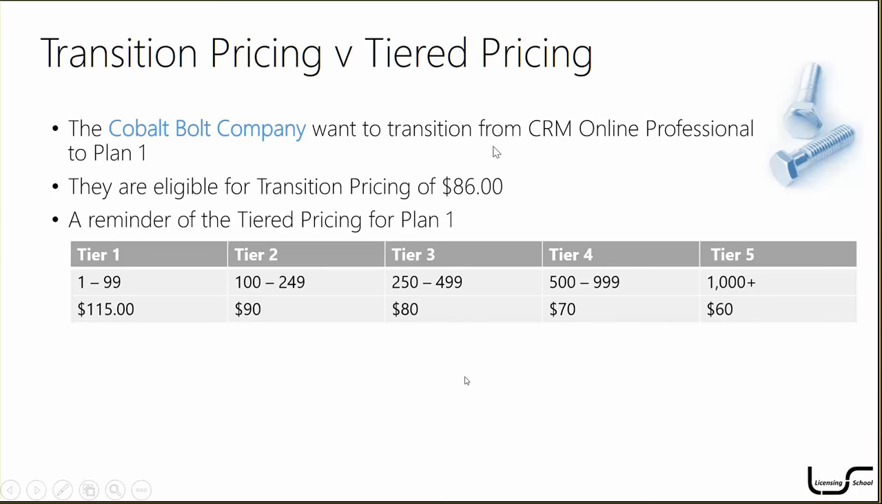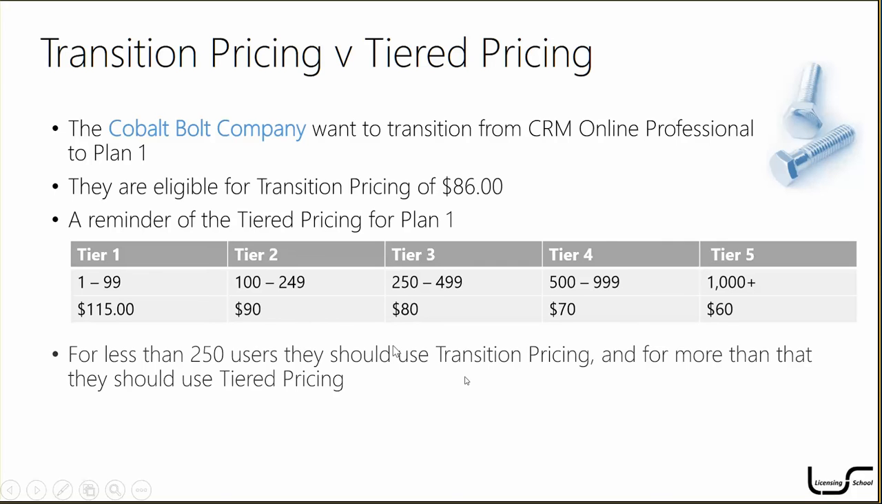Because they are a loyal and renewing customer, they're going to get transition pricing of $86. But there's no tiering on transition pricing. So if I was to say to you, look at this table, when is it better to use the transition pricing? When is it better to use tiered pricing? We can see that it's at this point here, isn't it? For less than 250 users, they should use the transition pricing because clearly that's less than these two prices. But for more than that, they should use tiered pricing.